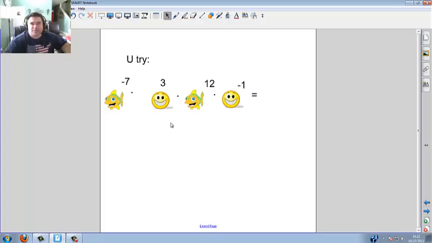I think the answer I'm going to get is fish to the 5th times smiley face squared. Now if you're confused, you would know what I'm talking about if you were in my class. We change variables all the time.